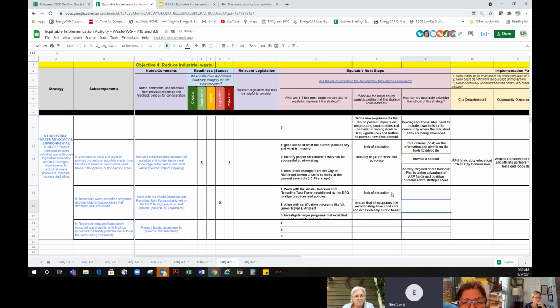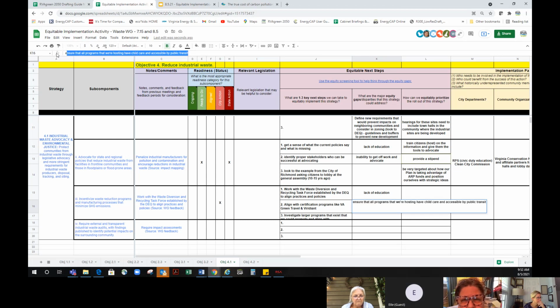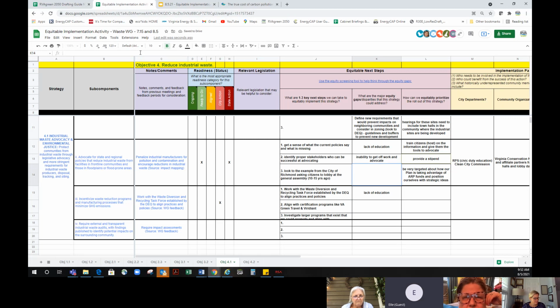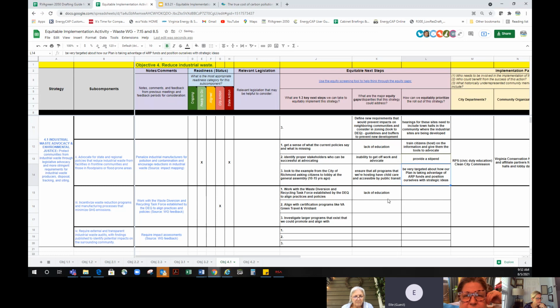So I'm wondering, with that in mind, I'm a little bit confused. Are we talking about incentivizing waste reduction programs for the industry? Are we targeting the industry there? I think so. I think what she's talking about is more the advocacy part, right? Yeah, no, I'm sorry, I went back. It's okay. But lack of education, certainly.